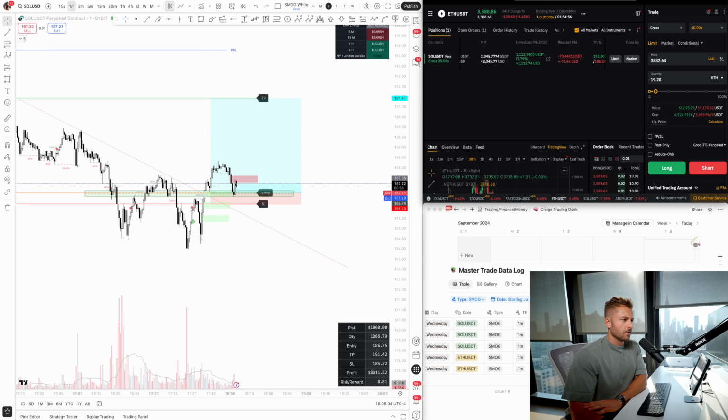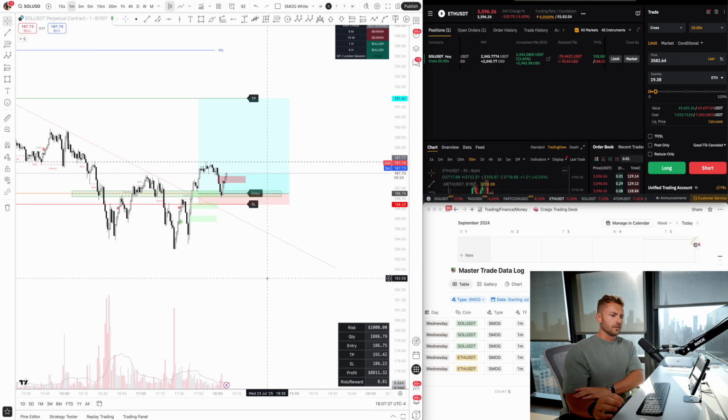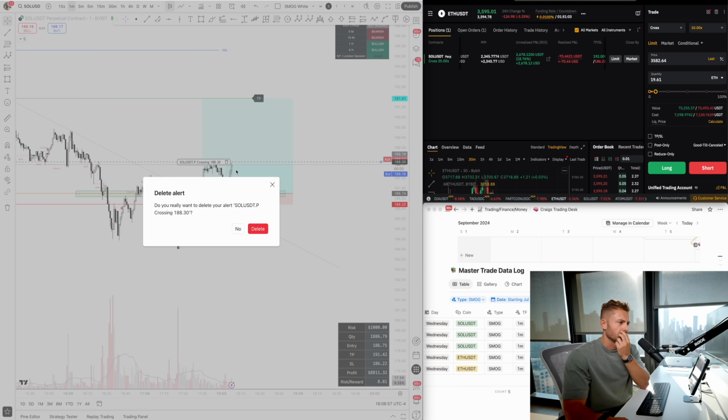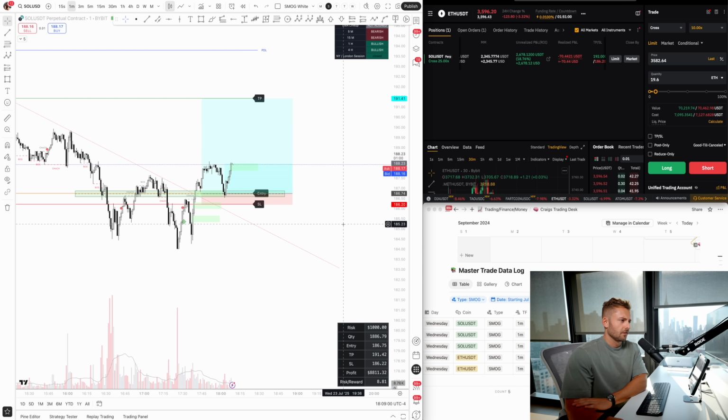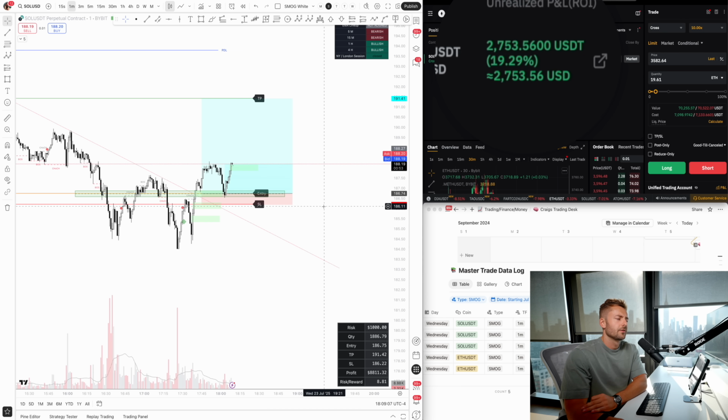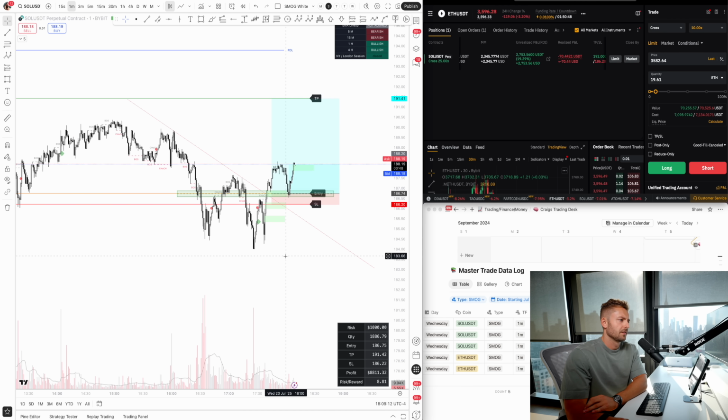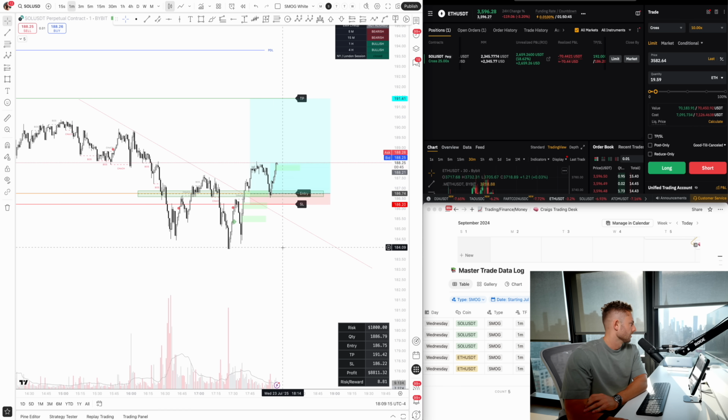Good technical response off of here. Now we're waiting for a break over this high. So hopefully we get a nice push. All right, so finally getting a nice response. All right, so this is our important level here. Price is starting to come up to it. See if we can break through this level. We're up 2,700. Really, really good entry. I'm really hoping this one pays off. It would be so nice to have this really come to fruition.